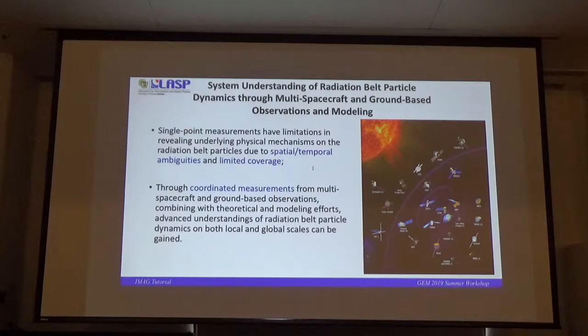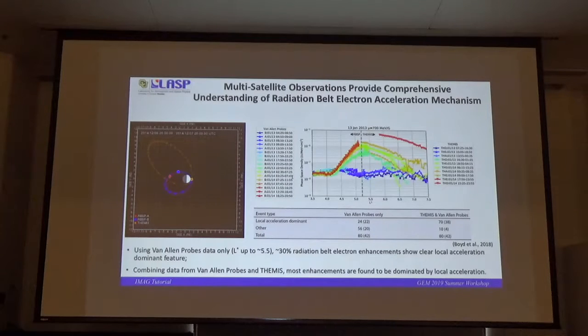But now we are in an era of the heliophysics system observatory, which means we have a lot of measurements from different satellites, different missions, at different orbits. So through coordinated measurements from those multi-spacecraft and ground-based observations, combining with theoretical and modeling efforts, we can gain further advanced understanding of radiation belt particle dynamics. I'll just show some examples of how multi-point measurements help us to further understand the radiation belt particle dynamics.